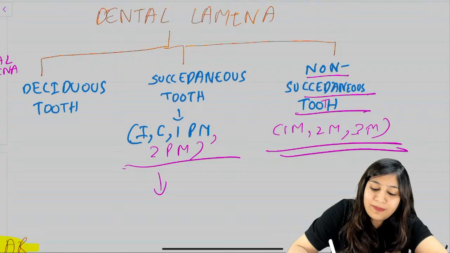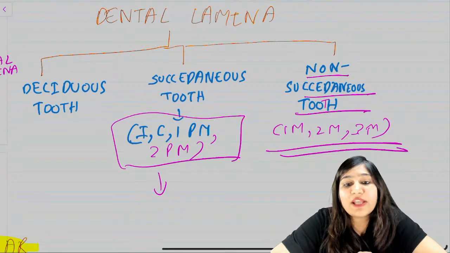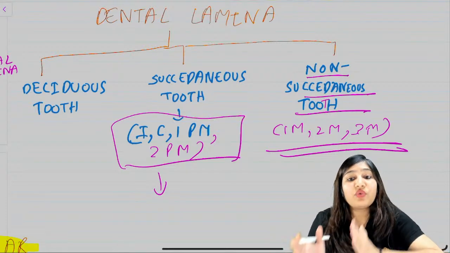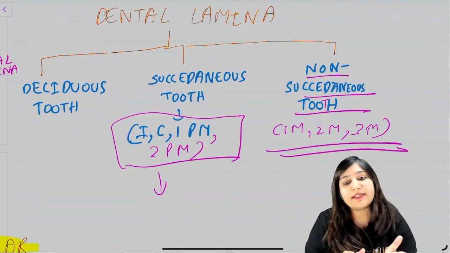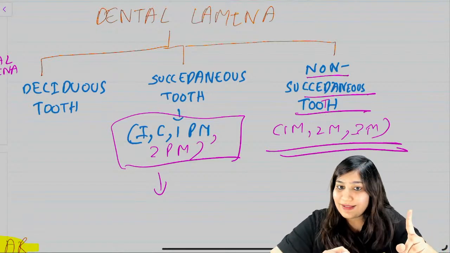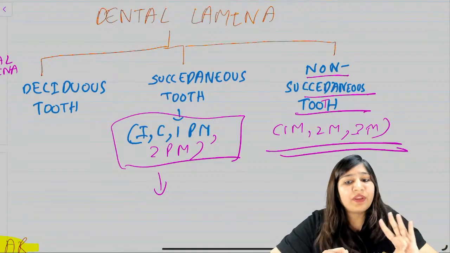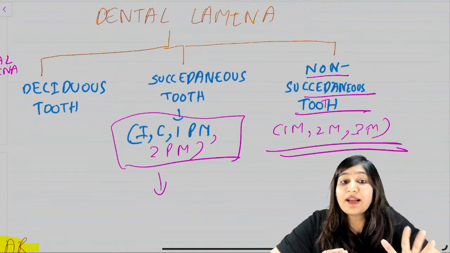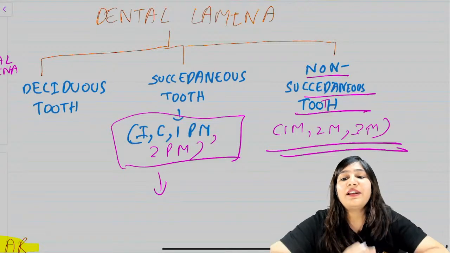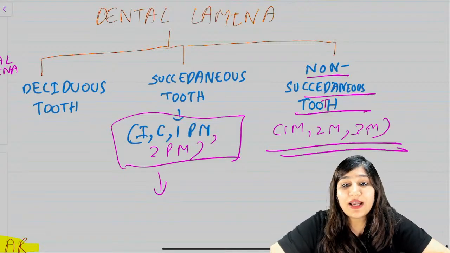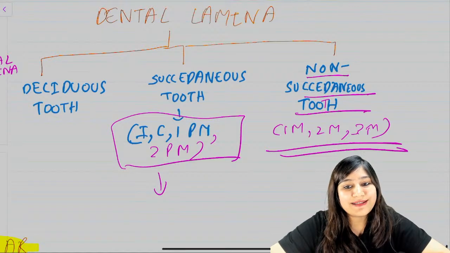So please remember, this is very important. Which are the succedaneous teeth? The permanent teeth which replace the deciduous teeth are succedaneous teeth. So our permanent central incisor, lateral incisor, permanent canine, first premolar and second premolar are succedaneous teeth, while our non-succedaneous teeth are our permanent molars.